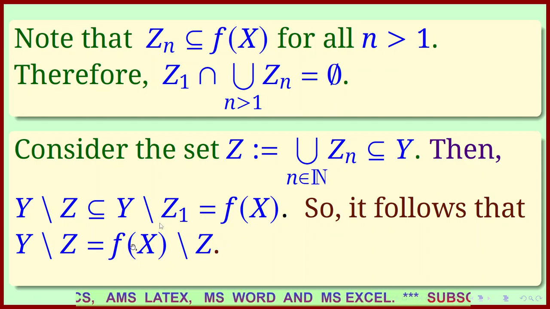And the other way, what happens? Fx is already contained in y. So fx minus z will be contained in y minus z. So that is how these two are actually equal. Okay. So y minus z contained in fx actually gives you this equality. Our fx is already contained in y, so we get equality.